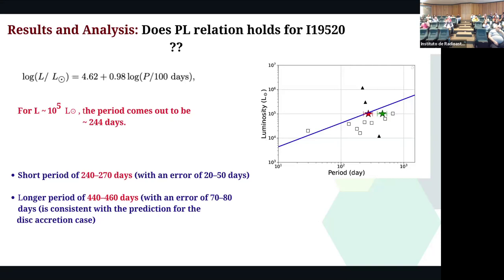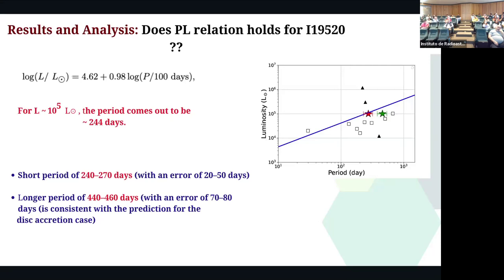These squares and triangles are the Mesar sources, as I discussed in the previous slide. Here the red color shows the period of 240 to 270 days, while the green color shows the period of 440 to 460 days. So you can see that the red color is quite consistent with the PL relation, while the green color is matching the distribution of the Mesar sources.